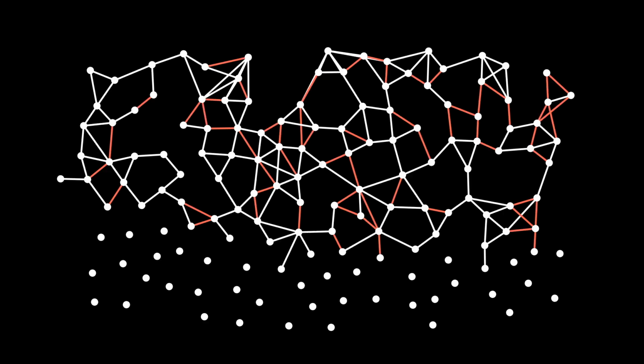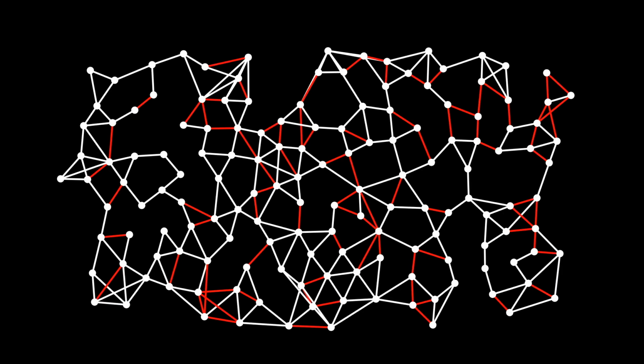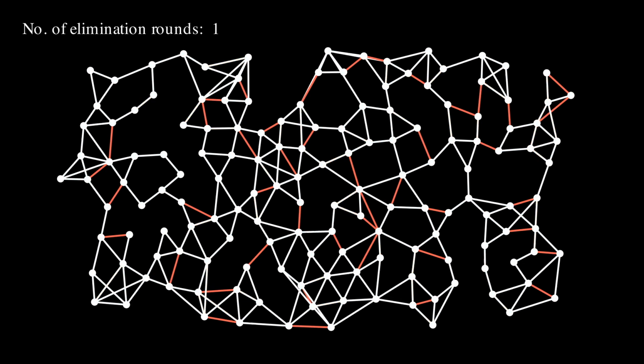Here you can see an example of an input graph where negative edges are represented in the color red. The algorithm can be broken down into two major parts. First, the algorithm starts by eliminating negative edges by reweighting the graph over several rounds. As you can see in the animation, the number of negative edges decrease for each round of elimination.